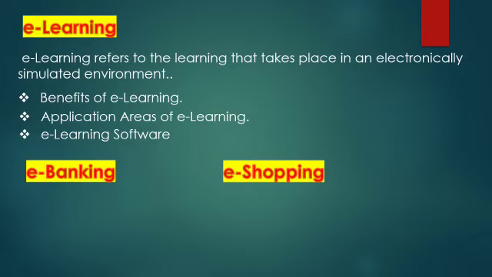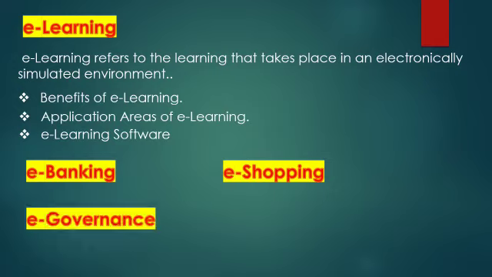Next you find e-shopping, where buying and selling of goods takes place, or you can say the process of shopping done over the internet is called online shopping, or e-shopping. So it makes things easy, we don't need to visit the market and we can buy things.